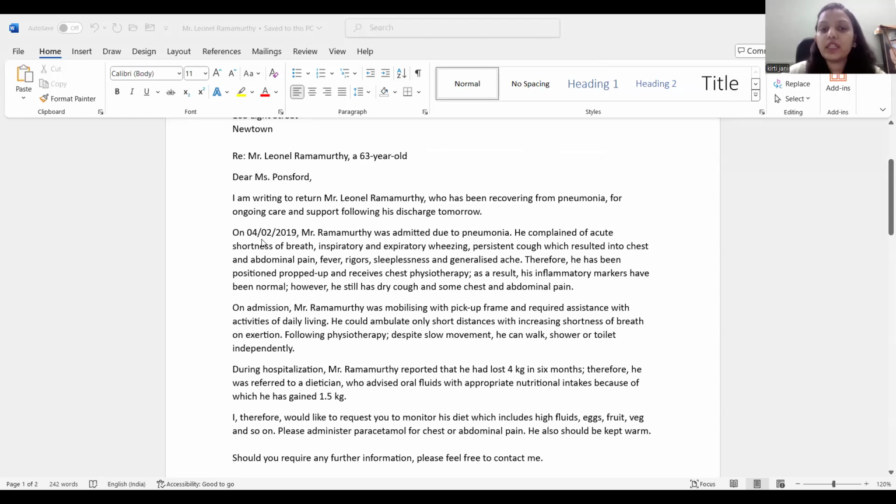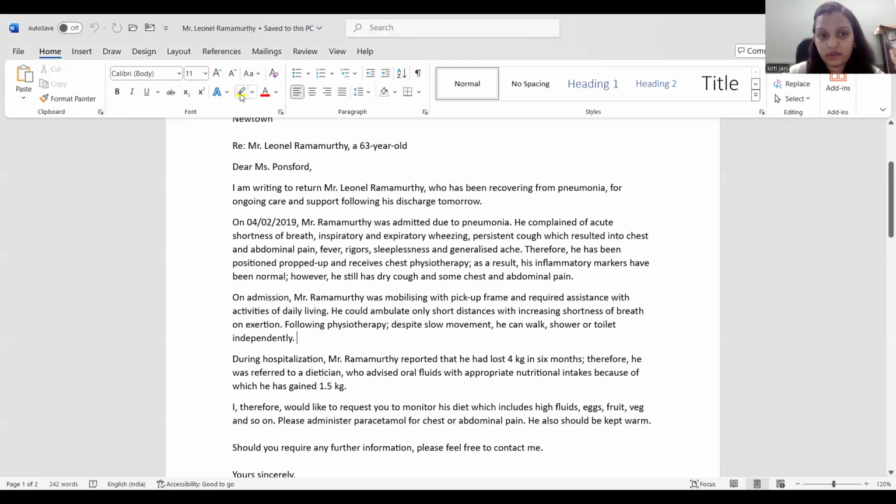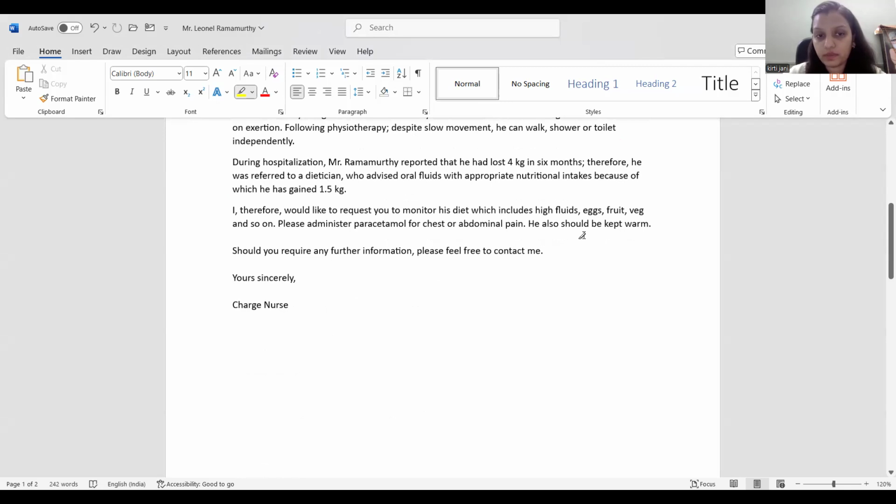So here you can see in the introduction paragraph that the request is quite clear. Here you can see the request is for ongoing care and support following his discharge tomorrow. So this shows that I'm expecting follow-up care after discharge for this patient. Now, what kind of follow-up care I'm expecting is elaborated at the bottom. Here you can see that I'm expecting monitoring of the patient's diet. Yes, I'm expecting the reader to administer paracetamol, right? And also to keep the patient warm.